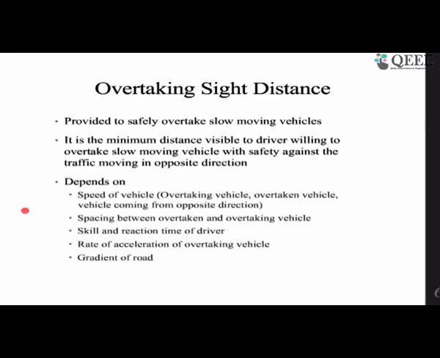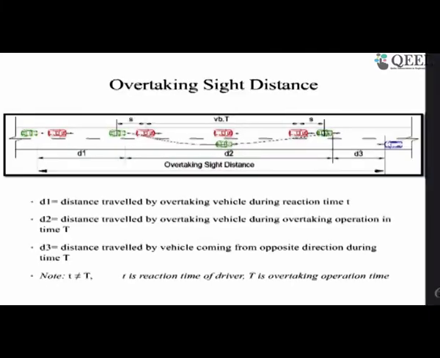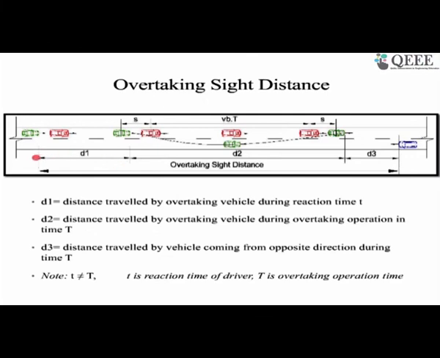And so the overtaking side distance depends on the speed of the vehicle which is being overtaken, and the vehicle which is coming from the other direction. And the space you need to mention between the overtaken and the overtaking vehicle while it is doing that, skill and reaction of the driver, the rate of acceleration of the overtaking vehicle, and the gradient. With this, if you look into the overall process, in this figure you can see the green vehicle is supposed to overtake the red vehicle. The blue vehicle is coming from the opposite direction.